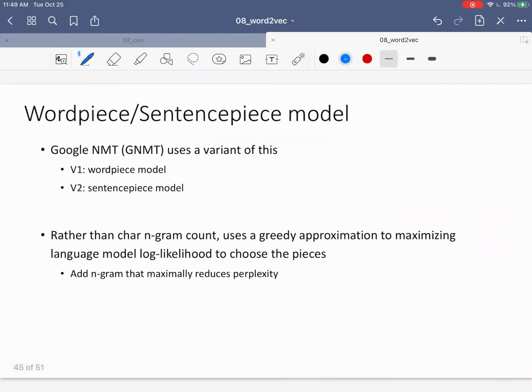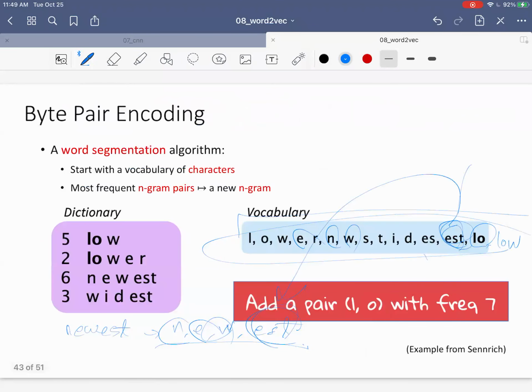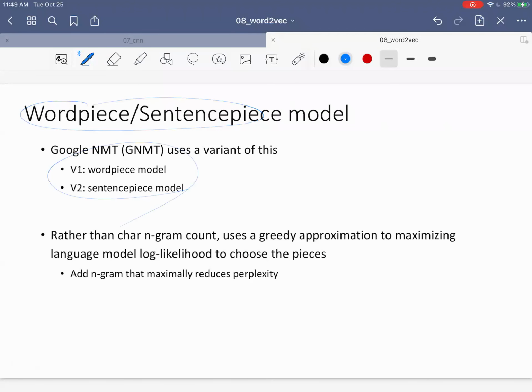Right, then there are some other variations like word piece and sentence piece, but the only difference is that byte pair encoding only cares about the frequency. It only chooses the most frequent n-grams all the time. But in word piece and sentence piece, instead of choosing the most frequent n-gram, they choose the n-gram that minimizes the perplexity of the language model. So anytime you want to add one more word to your dictionary, sentence piece and word piece choose the word that maximizes the language model log likelihood. So it's more information theory driven, basically.